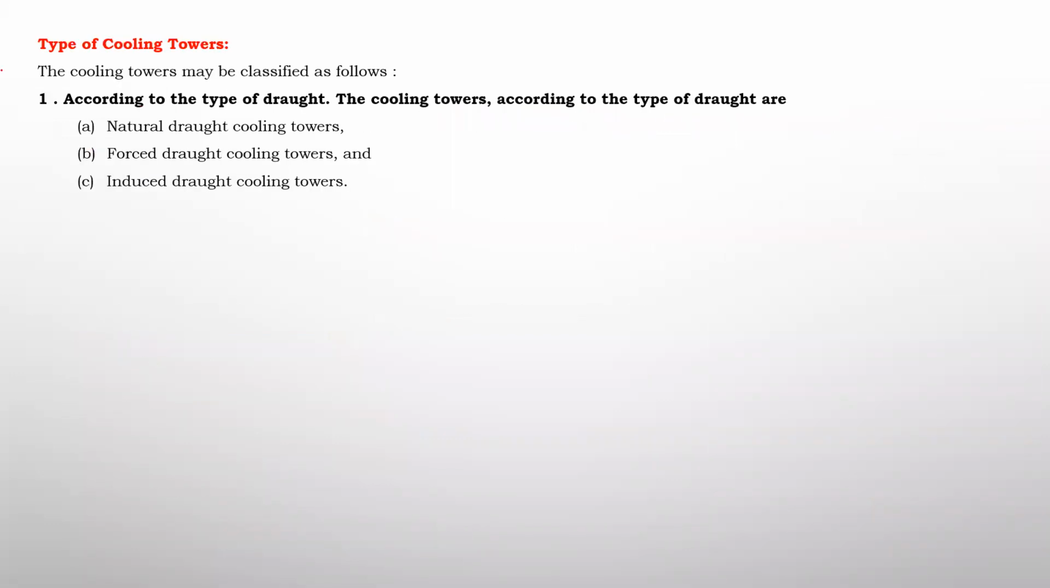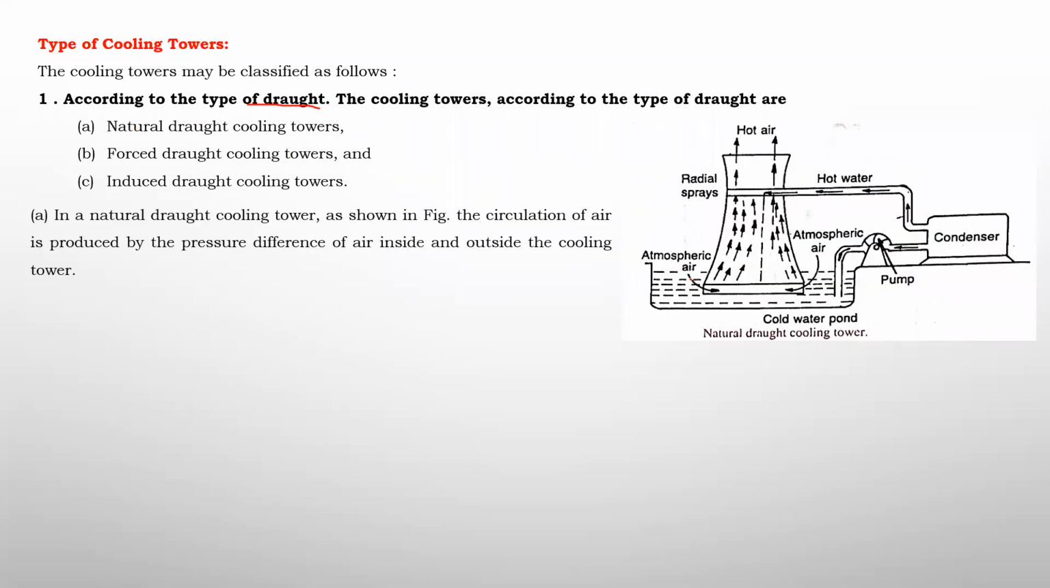Next one, there are only 2 classifications. One is based on the type of draft, and draft is nothing but the pressure difference, how it is created. And the second one is based on the material. Only 2 classifications will be there for cooling towers. First one is according to the type of draft. Draft is natural draft, and then forced draft and induced draft. This is nothing but natural draft.